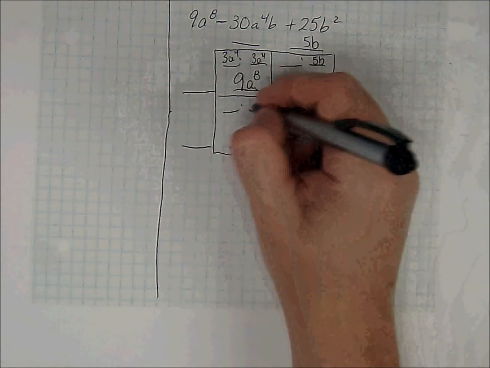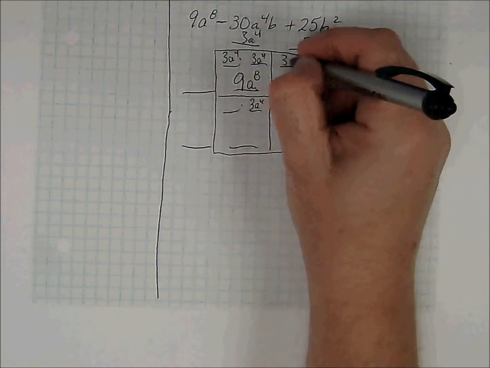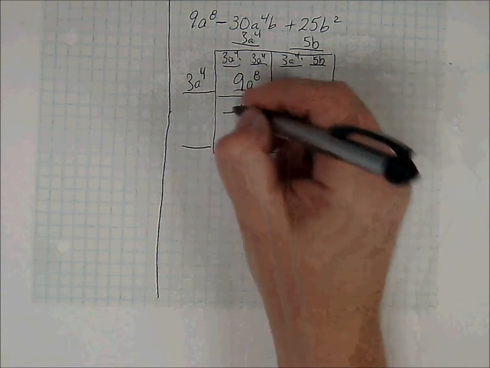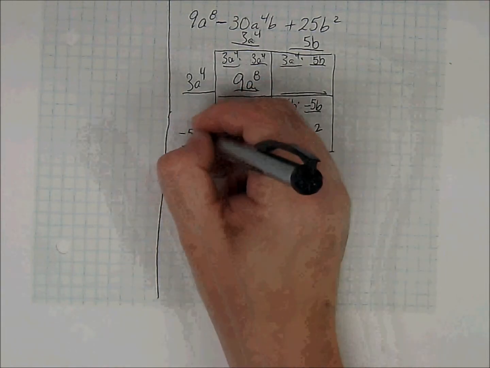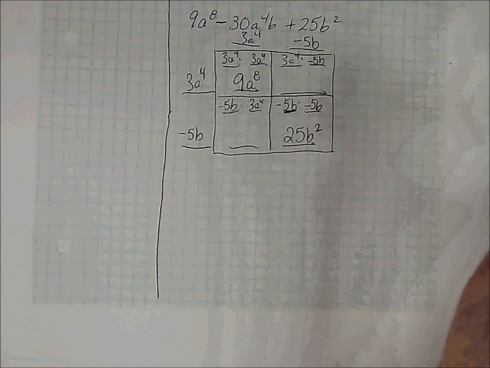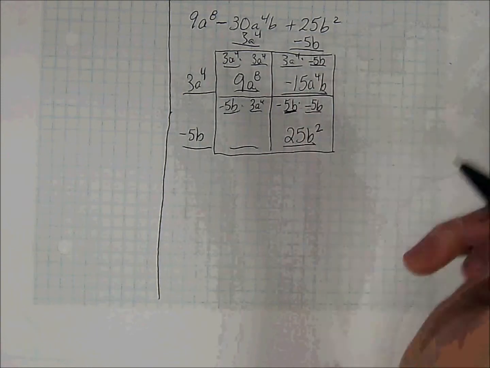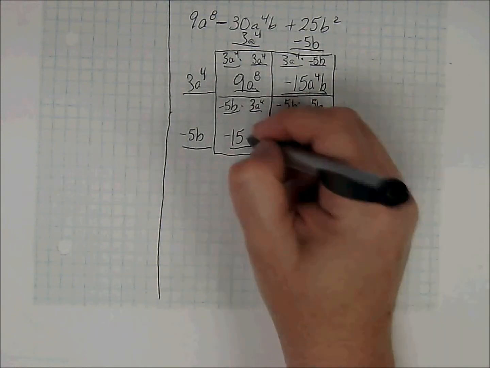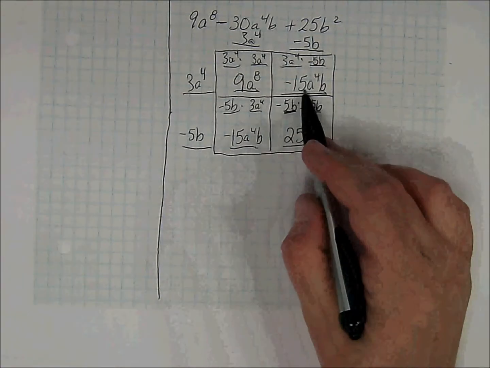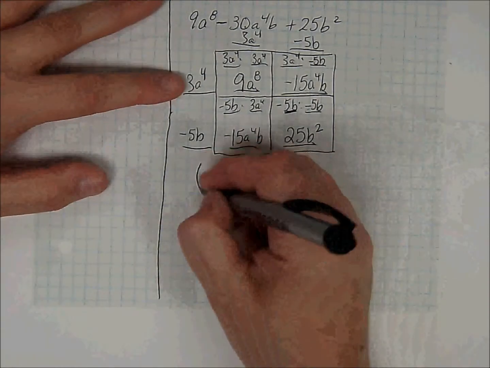Let's see, this one would be 3a to the 4th. This would be 3a to the 4th. And this would be negative 5b. All right, so, oh, I messed up. This is a negative 5b. All right, so now inside this box, negative 15a to the 4th b. Inside this box, negative 15a to the 4th b. We usually alphabetize them. And when I add those two together, they're both negative. I get negative 30. So I know I'm on the right track.